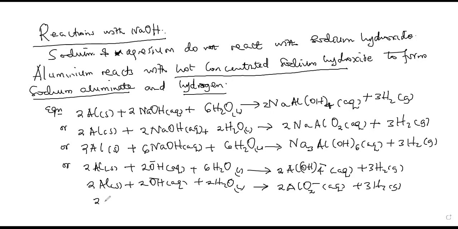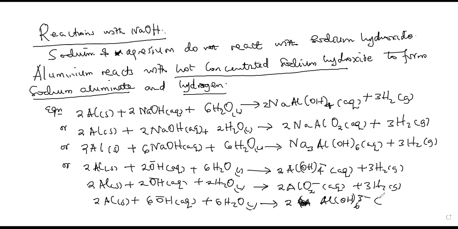Or you can write 2 aluminum plus 6 hydroxide ions plus 6 molecules of water. You're going to form 2 [Al(OH)6]3- aqueous, plus 3 hydrogen gas. So any of these equations shows the reaction of aluminum with concentrated sodium hydroxide.